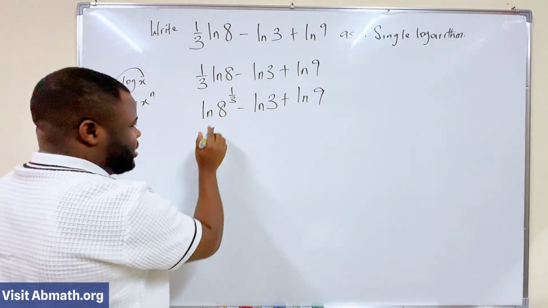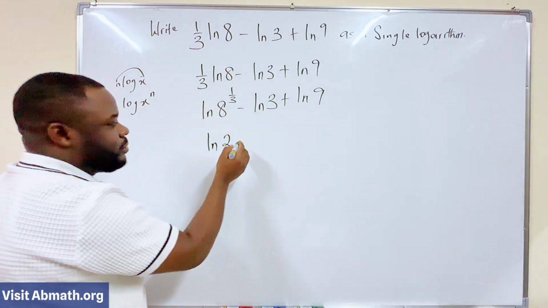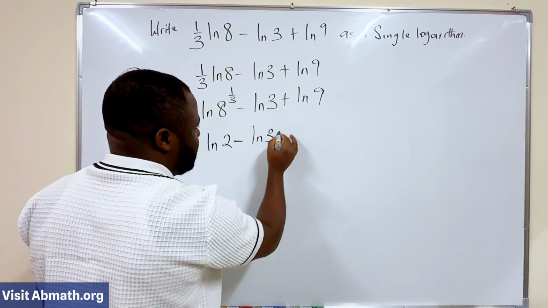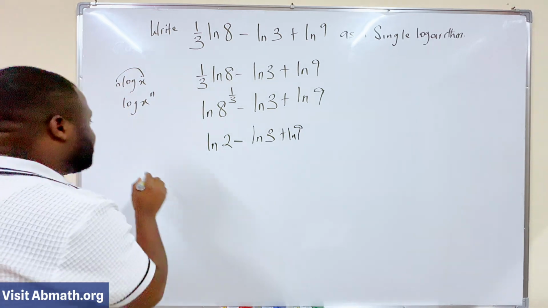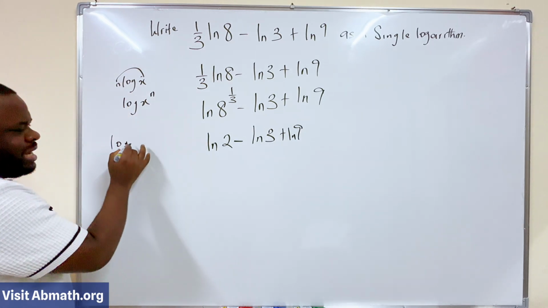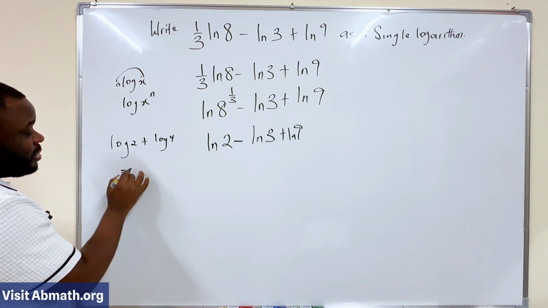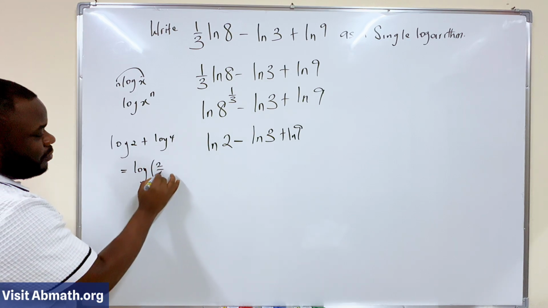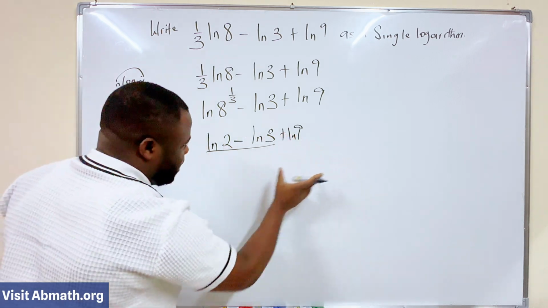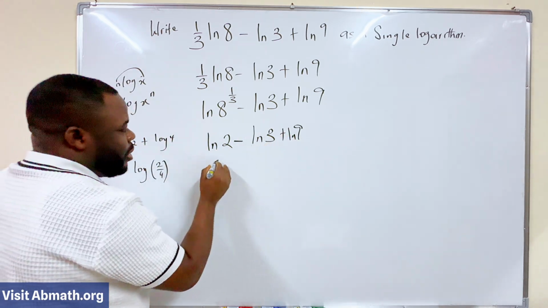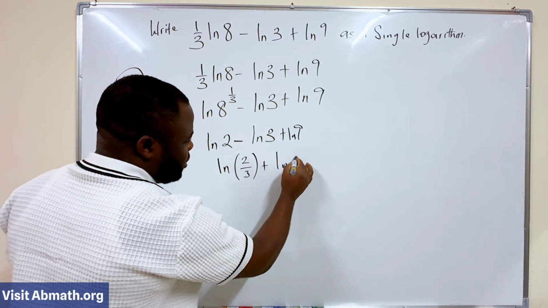If we simplify this, this is going to give us ln 2, because 8 raised to the power 1/3 is 2, then minus ln 3 plus ln 9. And remember, in our law of logarithm, where we have log 2 plus log 4, this is the same thing as log 2 times 4. So we are going to do that with the first two terms. You start from the right, then to the left. So we do it to the first two terms, where we have ln 2 over 3, then plus ln 9, this 9.